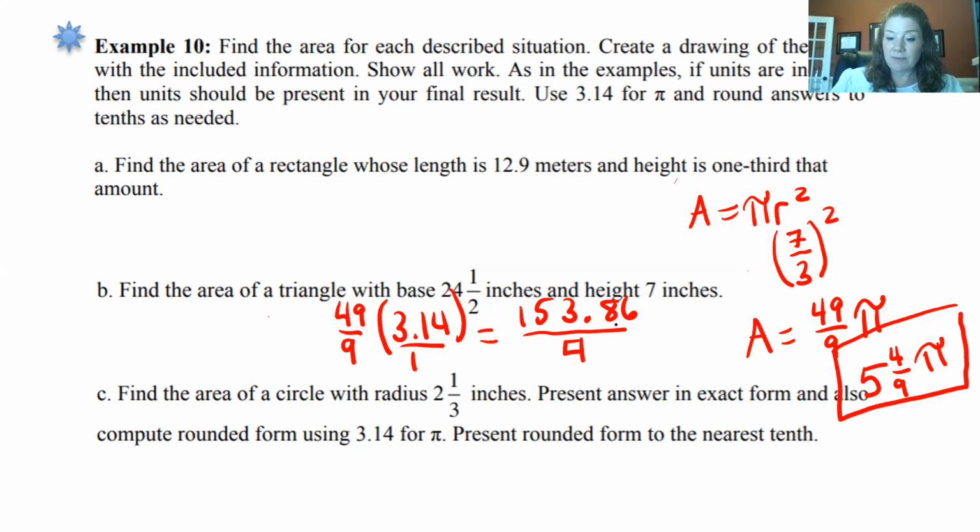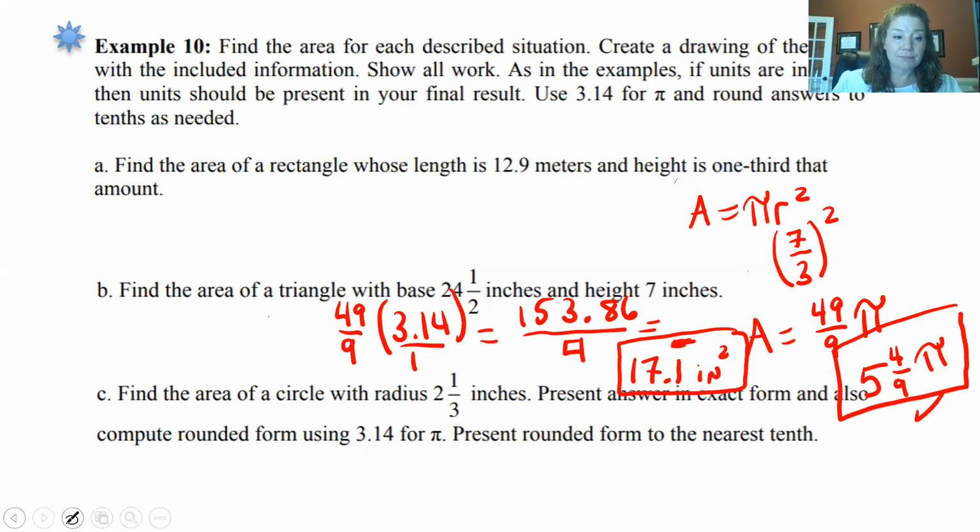And then 153.86 divided by 9 is, I'm running out of room, 17. My calculator says 17.09. So I would write 17.1 inches squared. Okay, so this is the exact answer. This is my rounded answer right here.